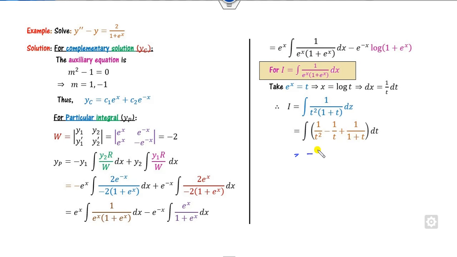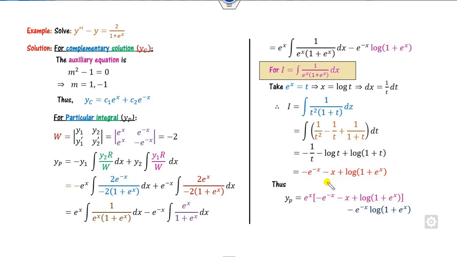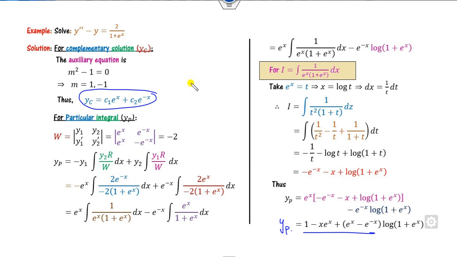Now what is the integration of this? This is minus 1 over t, it is log of t, it is again log of 1 plus t. So I can substitute the value of t as e raised to power x. This is the value of this part. I can substitute this value here, multiply with e raised to power x, you will get here. I can open this bracket, this is my yp. This is my yc, this is my yp. So the final solution will be yc plus yp.